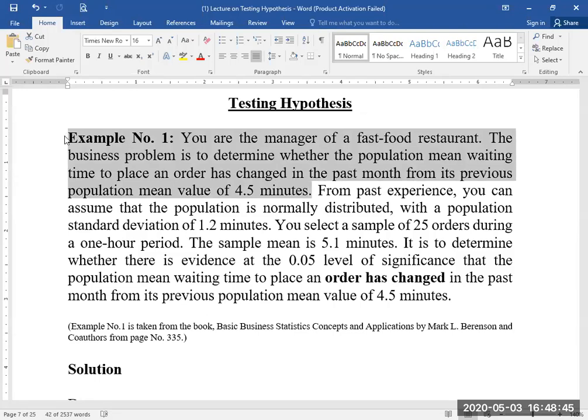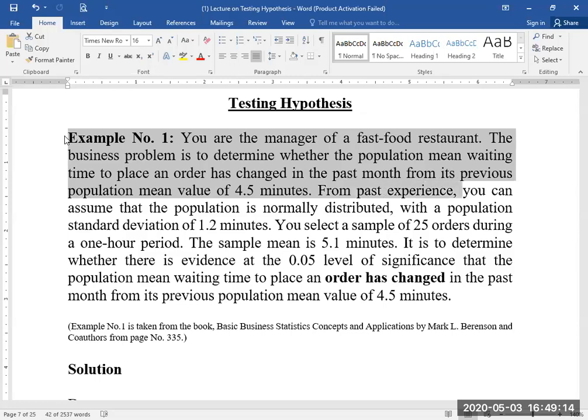Students, in these lines you are given that the previous value of the population mean was 4.5 and now it has changed. Changed means not equal to 4.5. These lines are not saying that the mean waiting time has decreased or increased. It just says that it has changed.